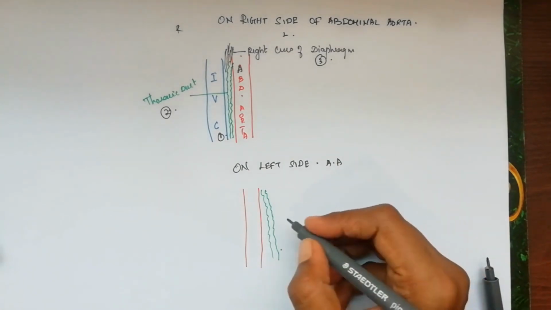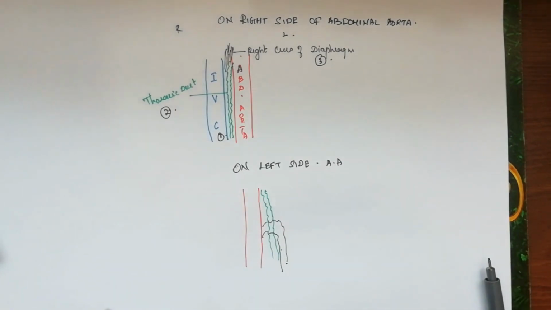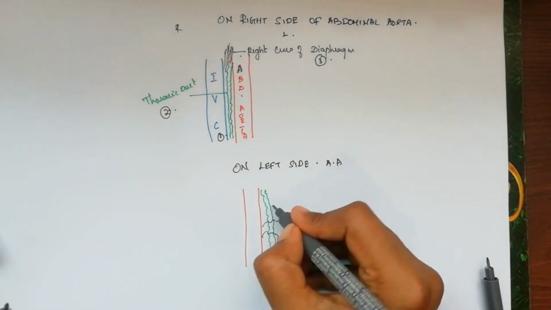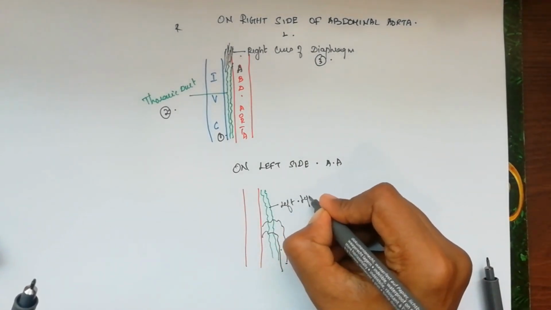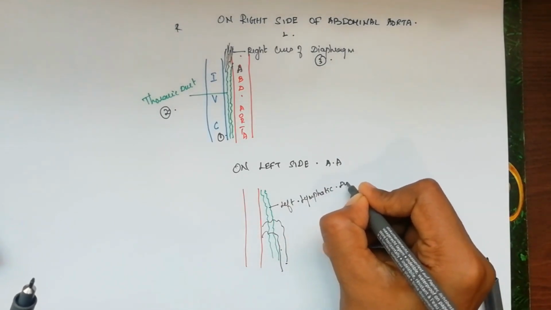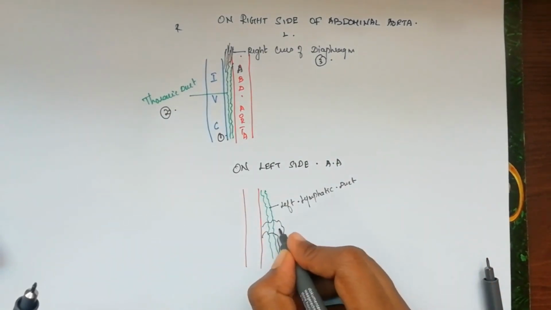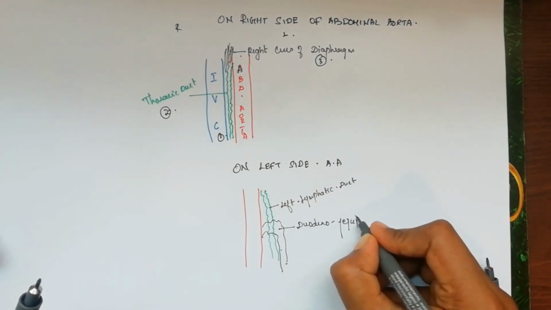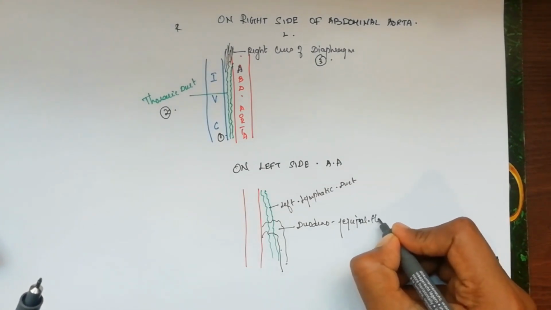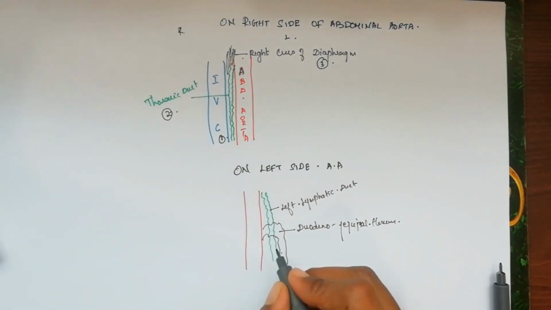Along with that, duodenojejunal junction also will be seen over here. So this is on the left side. So on the left side we have got left lymphatic duct. On the right side we have got a lymphatic duct, that is thoracic duct. On the left side we have got left lymphatic duct, and this is duodenojejunal flexure. So duodenum is going to continue as jejunum, and that point we will call the duodenojejunal flexure, which is also related to the left side of abdominal aorta.